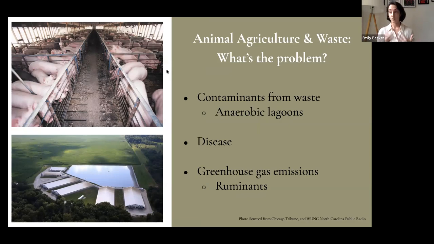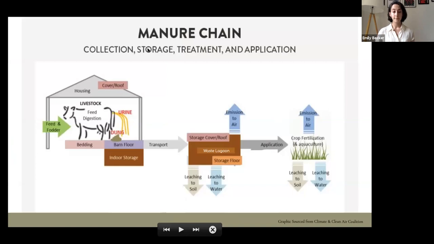Contaminants from waste is the first one we've listed here. Industrial livestock generate a number of contaminants in their waste, including E. coli. Common waste disposal methods, like the anaerobic lagoon, which you can see in the bottom image on this slide, spread these contaminants while generating large quantities of harmful greenhouse gases. In addition, some livestock emit greenhouse gases simply through digestion, and we'll talk a bit about that process later on.